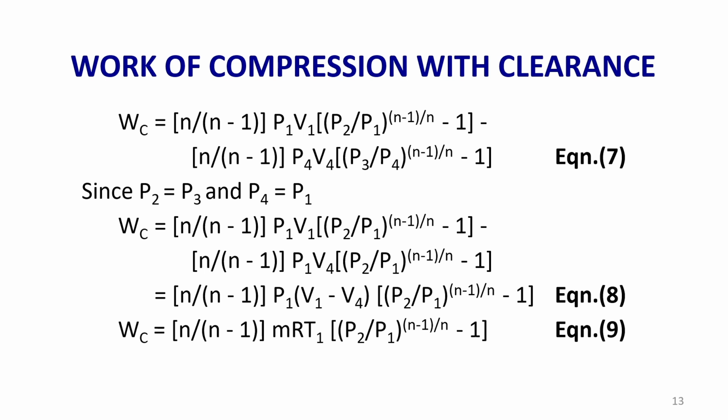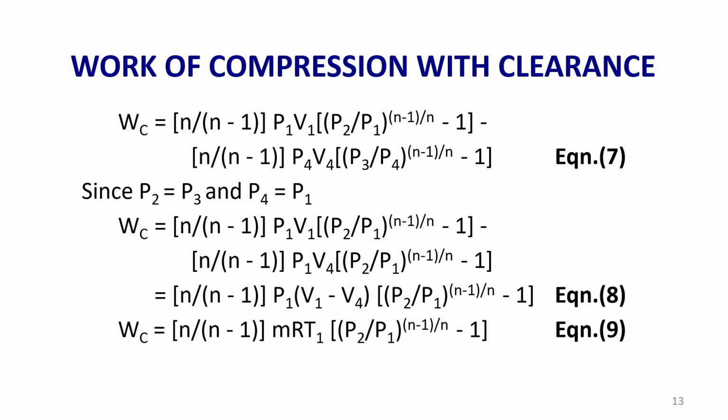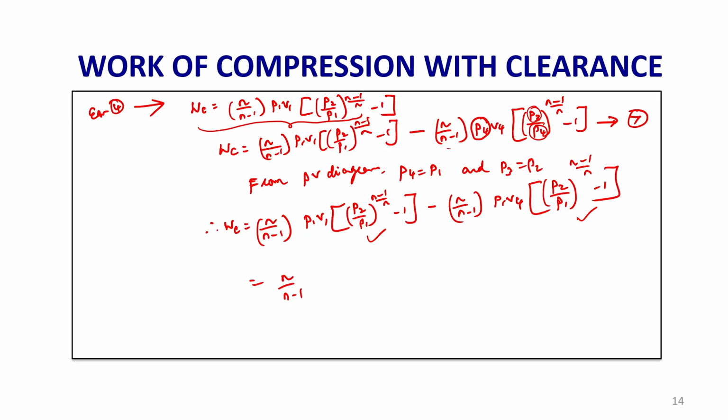Now, we can take (P2/P1)^((n-1)/n) as a common term, and of course n/(n-1) is also there. So, n/(n-1) into... take these two terms, because (P2/P1)^((n-1)/n), the term inside the square bracket, is common.